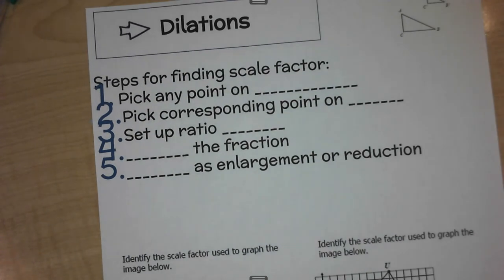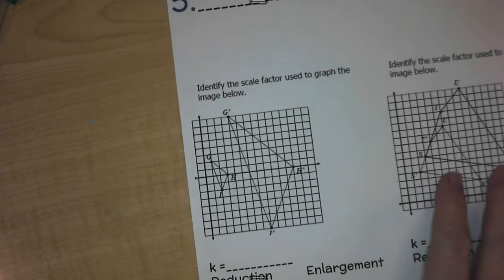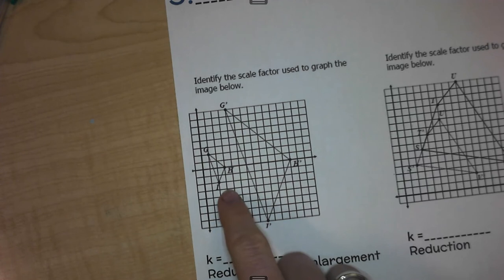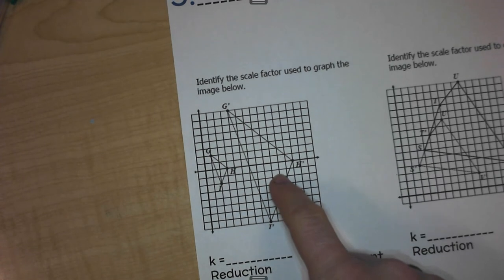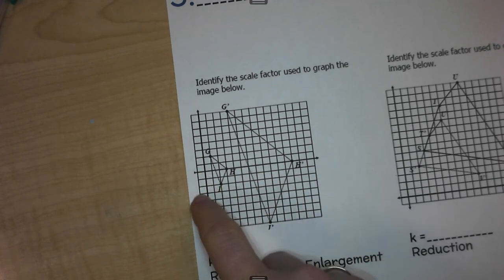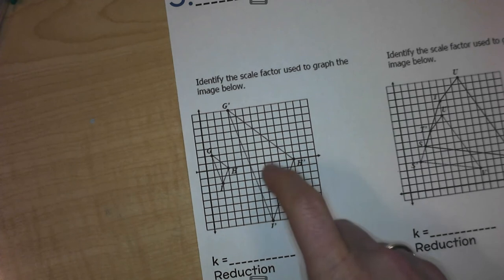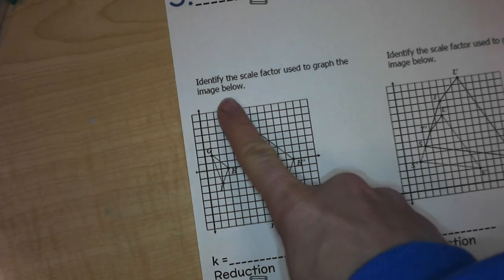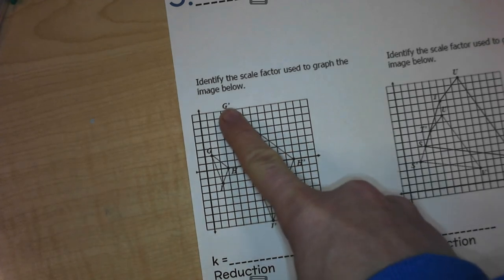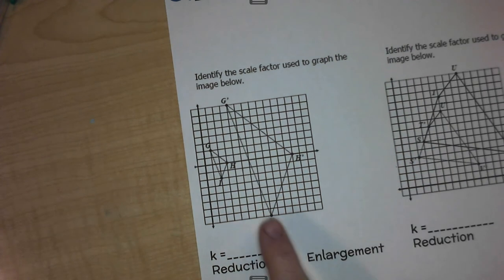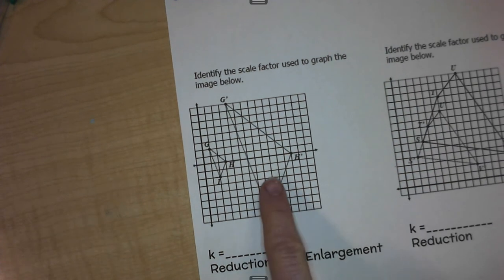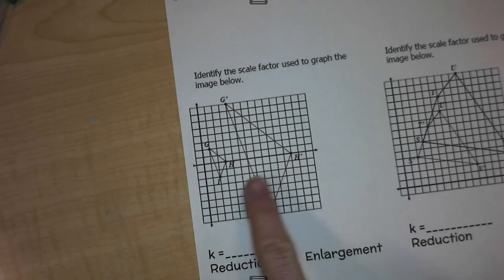We also can go the other way if we're given the graph of the pre-image and the image. How did I know the difference? Pre-image is just labeled with letters. Image is labeled with letters with the apostrophe. Okay, so how do I tell what kind of dilation this was and what our scale factor was?